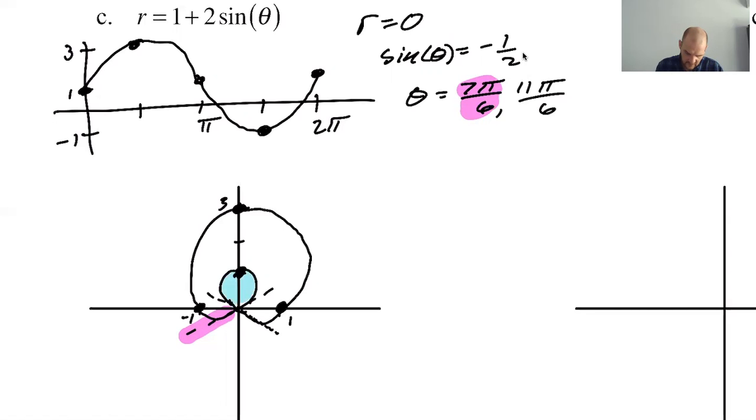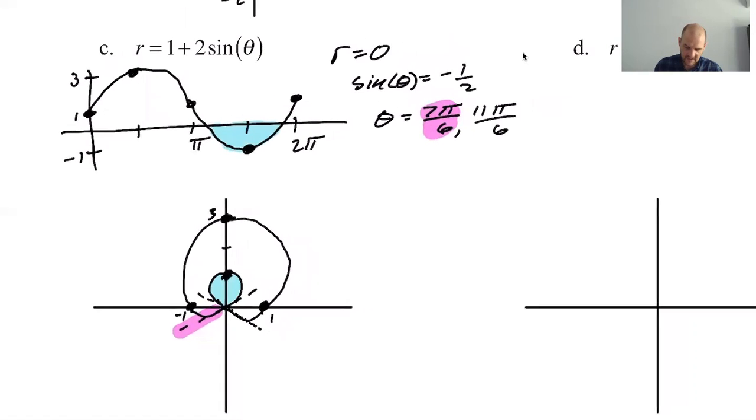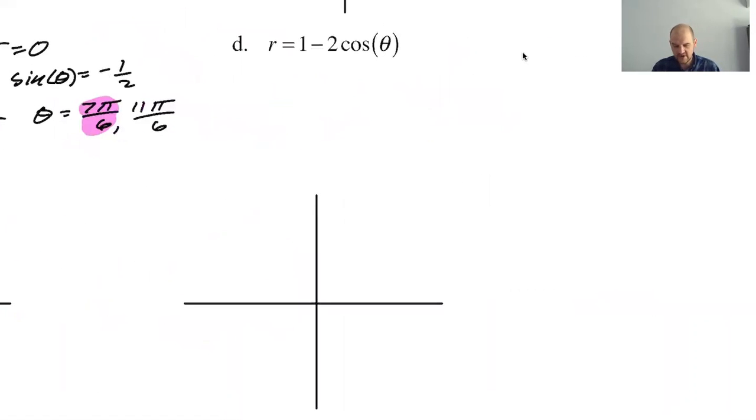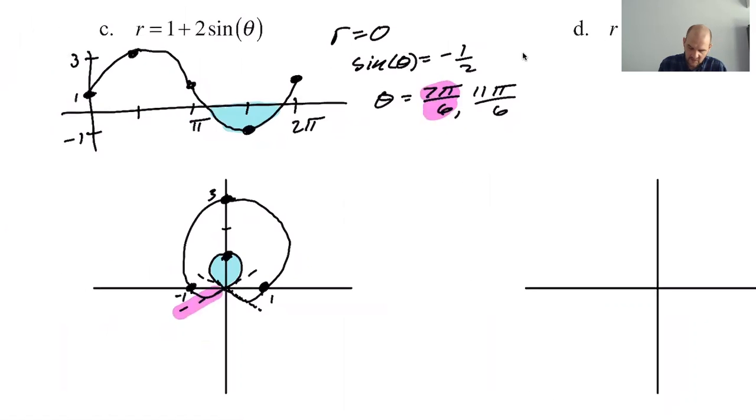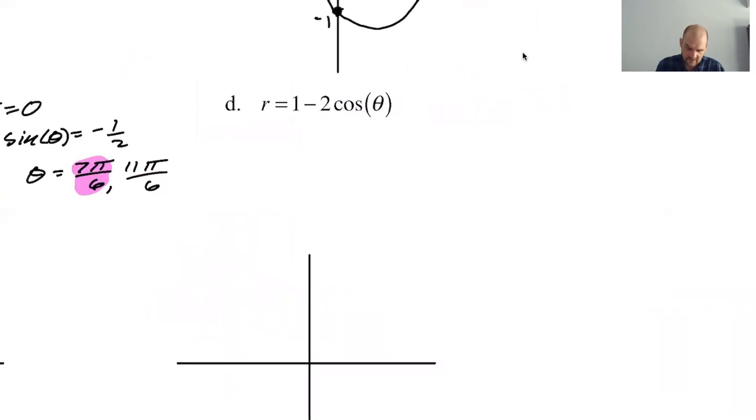So your inner loop is a big deal. This is your inner loop. It happens here, when you're between 7 pi over 6 and 11 pi over 6. That's going to be huge, finding that inner loop. A lot of questions ask you to find the area of the inner loop. To do that, you're going to need to know when you're on the inner loop. That's basically when your graph dips below, wherever the minority of your graph is. The majority of your graph is above, so the minority is here. That's your inner loop. Let's see if we can do this one.